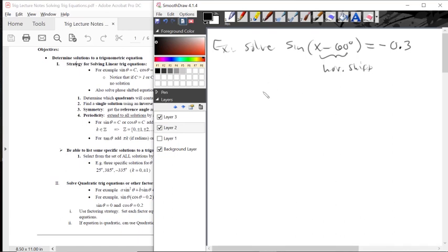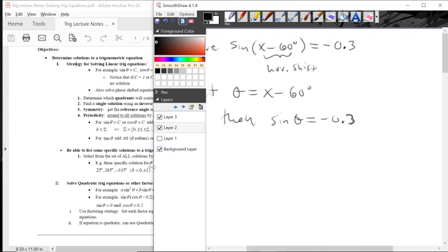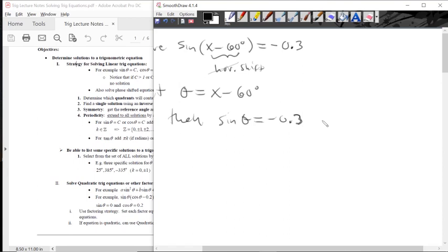In order to solve this, I'm going to make this look a little bit more like an equation like we've already looked at. I'm going to choose theta to replace the argument here. If I let theta equal x minus 60 degrees, then that allows us to rewrite the equation as the sine of theta is equal to negative 0.3. So we have a basic trigonometric equation. Now consider, using geometry, how we can find solutions.